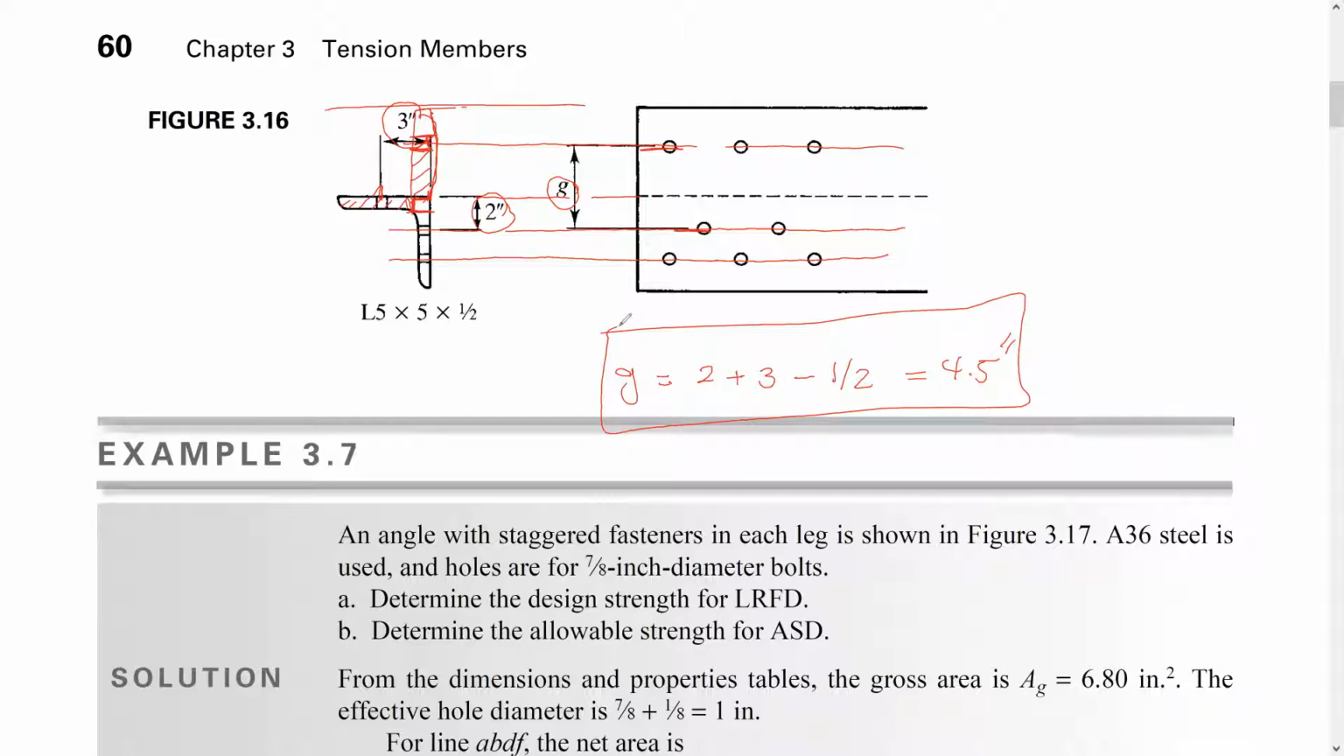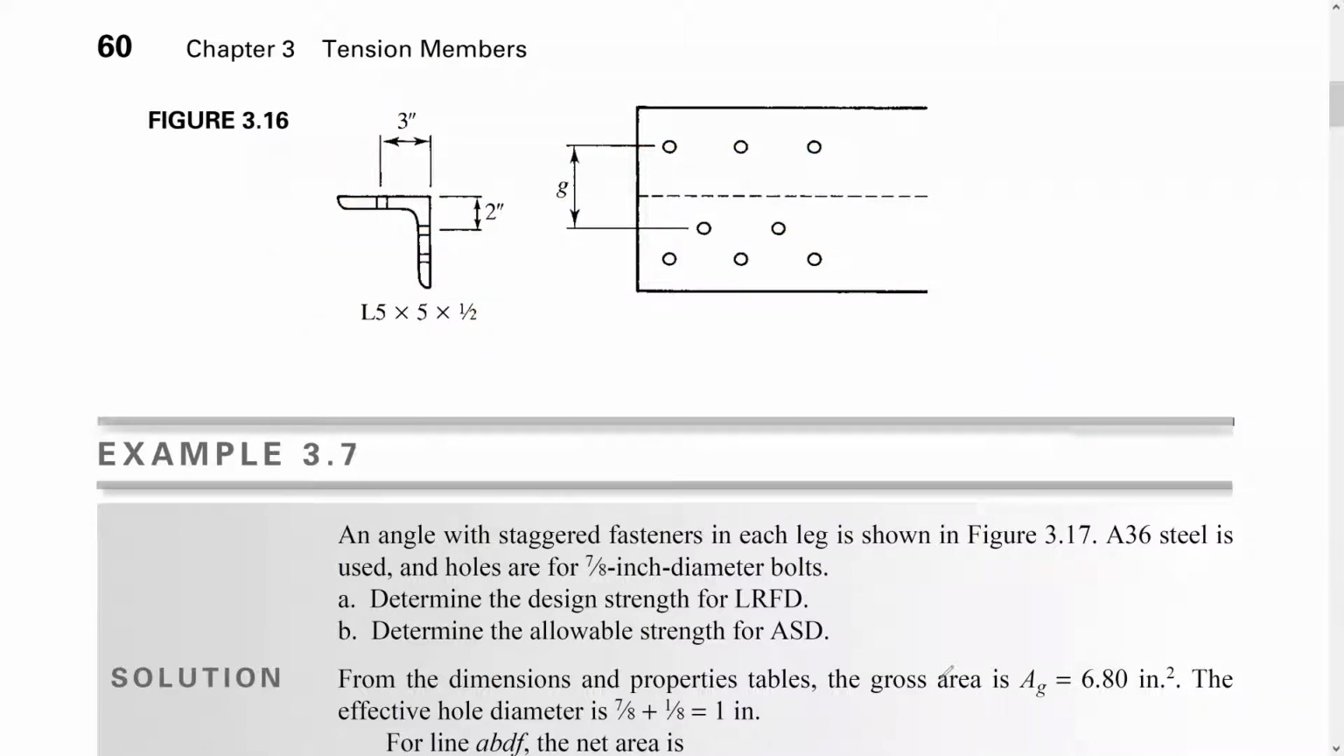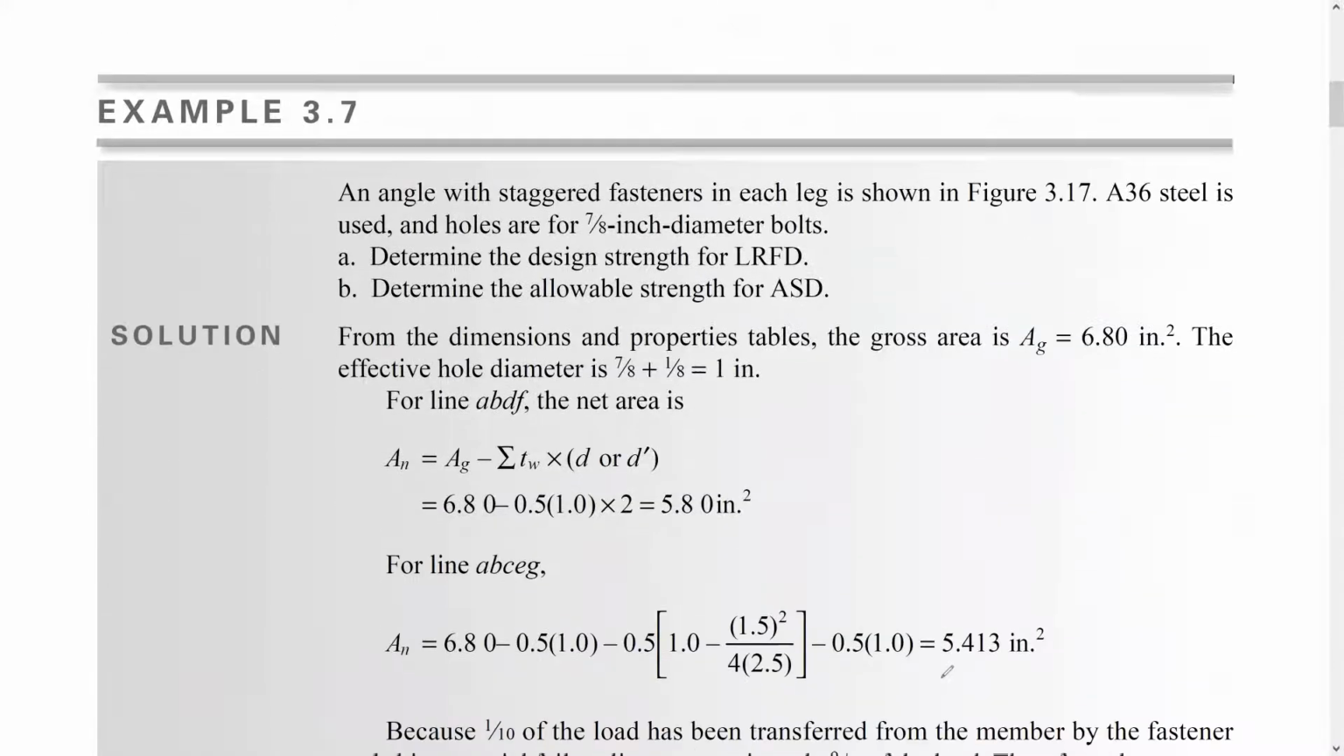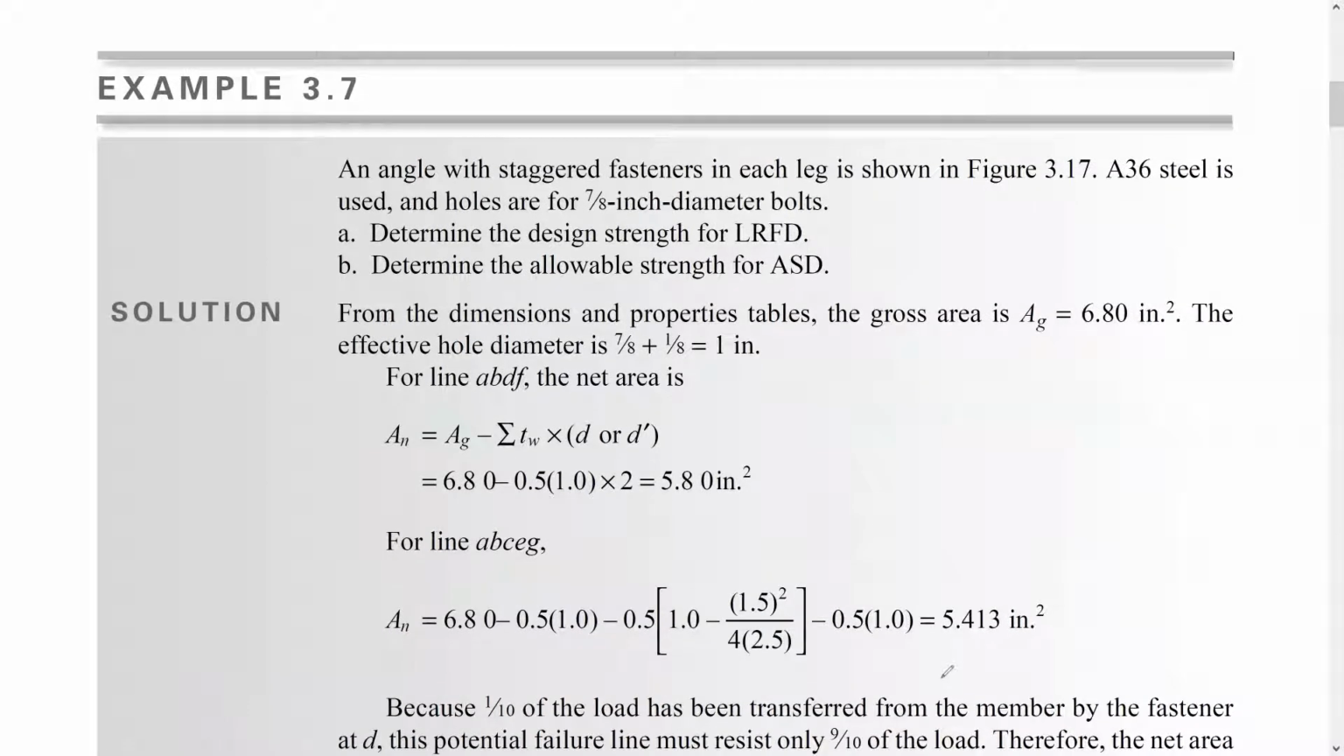Let's solve example 3.7 on page 60, and I want to mention there are many cases similar to this one with different cross sections. We will go through them later. So right now let's solve example 3.7 and see how we use this note to solve an example and find the net area.